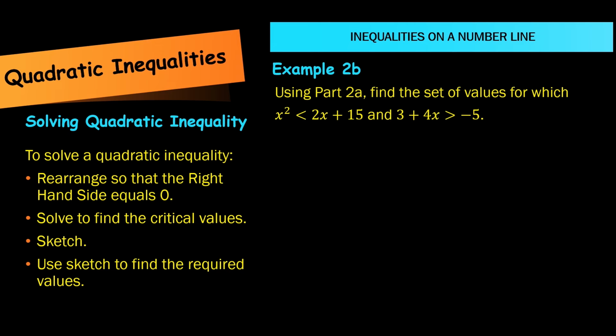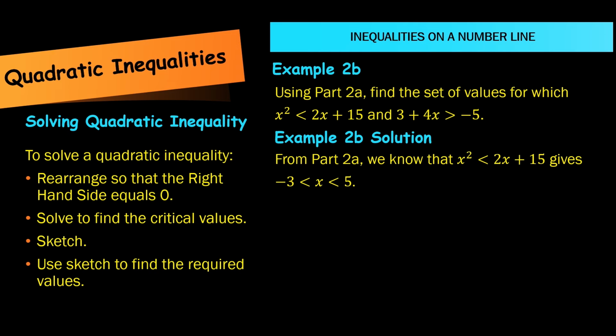Now let's take a look at example 2b. Using part A, we are required to find the set of values for which x squared is less than 2x plus 15 and 3 plus 4x is greater than minus 5. From part A, we already know that x squared is less than 2x plus 15 gives us minus 3 is less than x is less than 5. Now 3 plus 4x is greater than minus 5 implies x is greater than minus 2, simply by rearranging that equation.